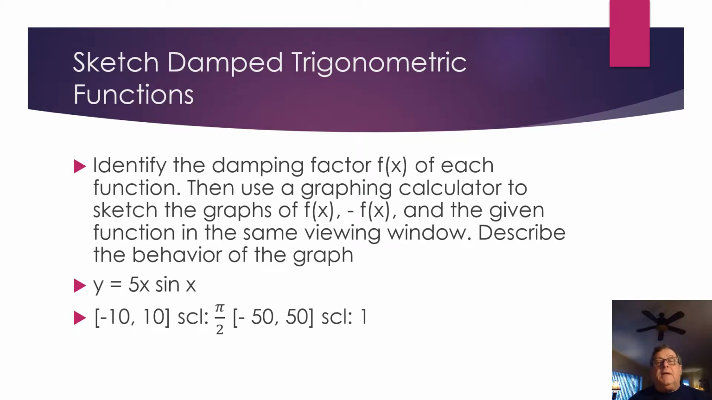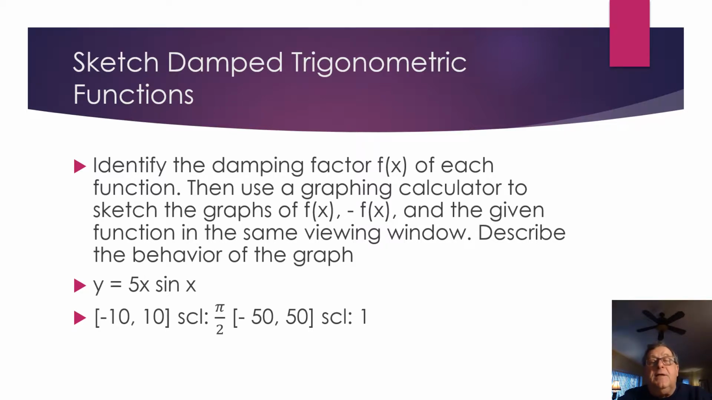All right, we're going to take a look at damped trigonometric functions. Now we can have a damped trigonometric function by multiplying a function to the sinusoidal function. So we have two functions in one function, 2 in 1.